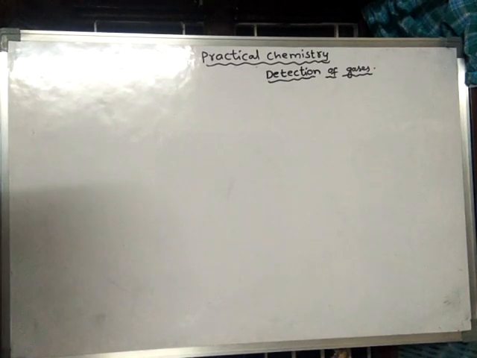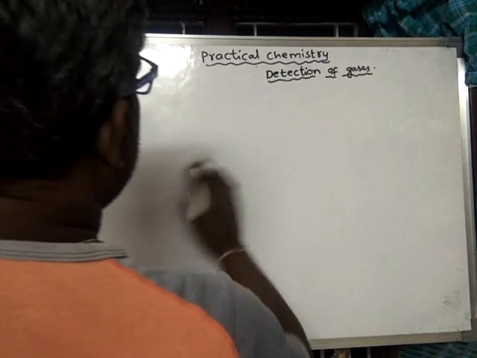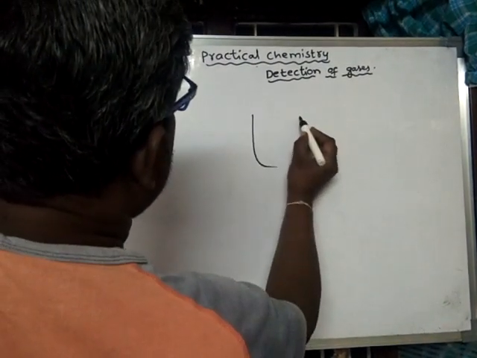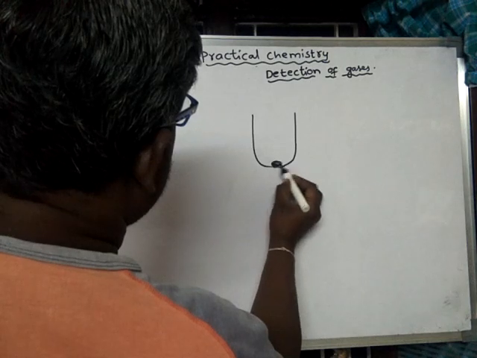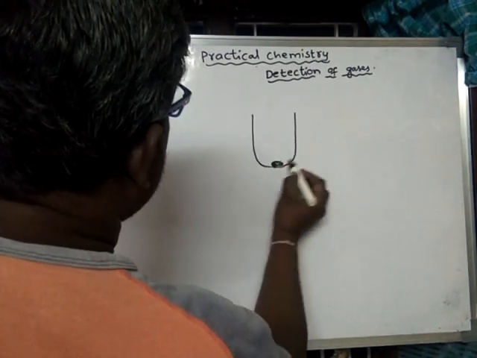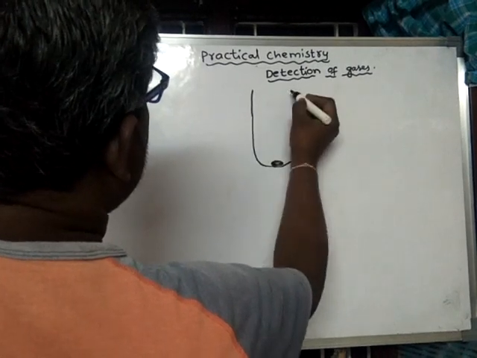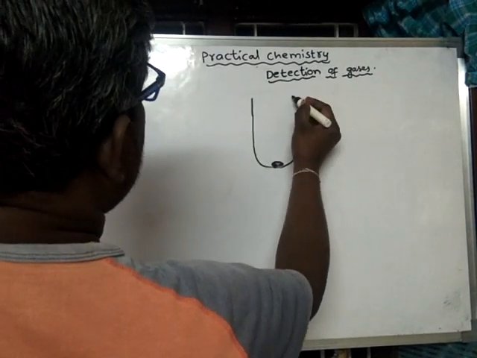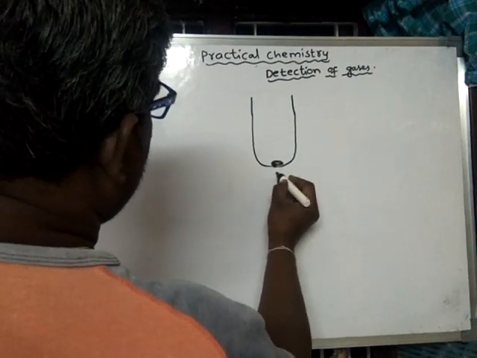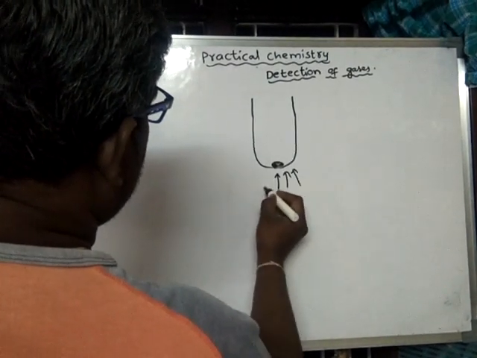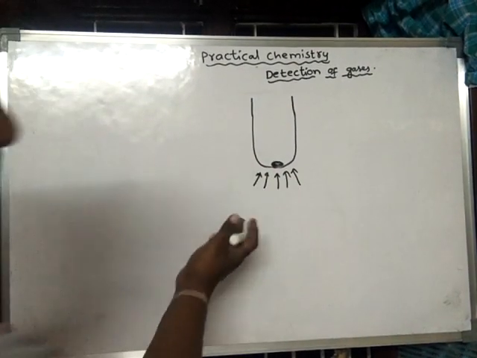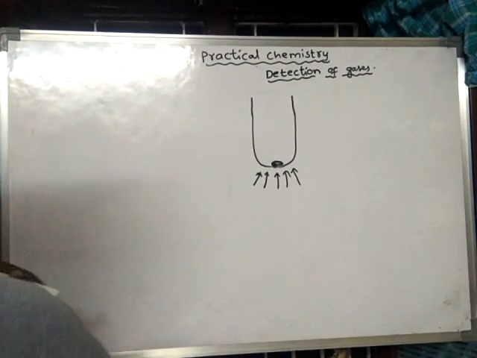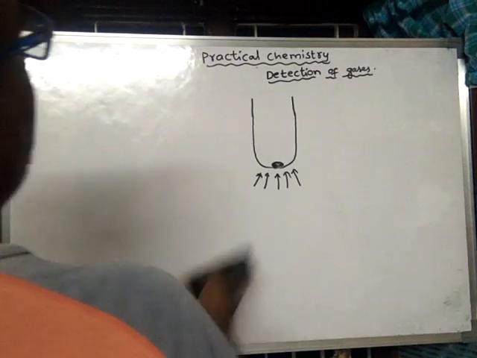Now we will learn how to detect a gas. For example, I have taken some compound in a test tube and started heating it. This is the symbol for heating: I am simply putting upward arrows below the test tube, which indicates that the test tube is heated from the bottom. Now we will learn about the detection of several gases.